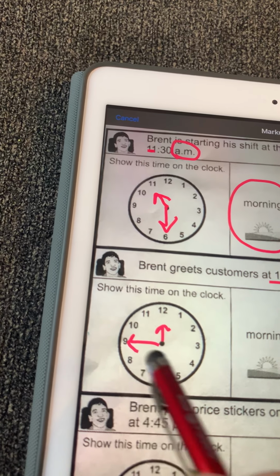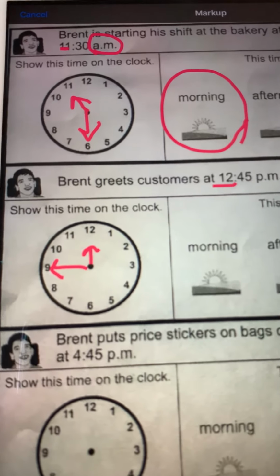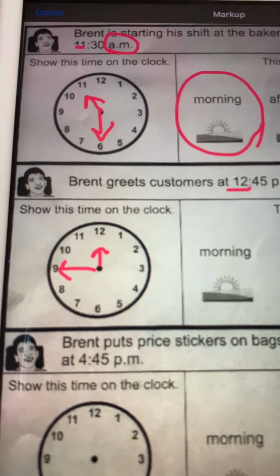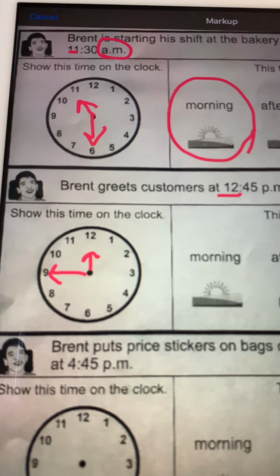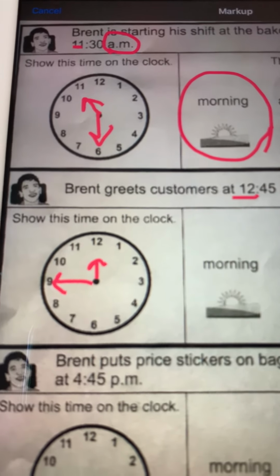minute hand. Okay. So my little hand is pointing up to the 12 because it's in the 12th hour. And my big hand is pointing on the 9 because it's 45 minutes after 12. So that means the time is 12:45.